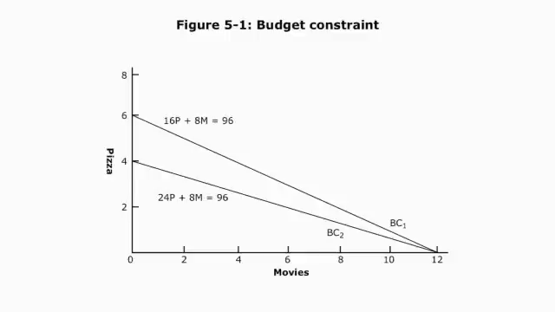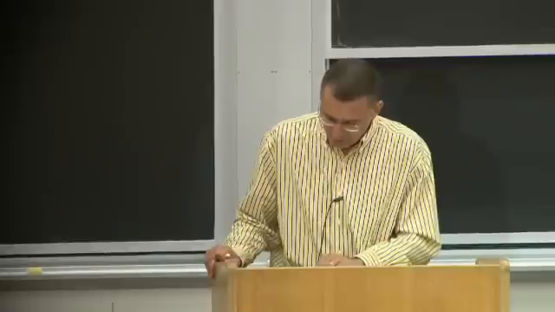It's going to be where you devote your entire budget to pizzas. And then there'll be some combination in between, which is our budget line, okay, which is the combinations of pizzas and movies you can consume given your total income Y. Okay?